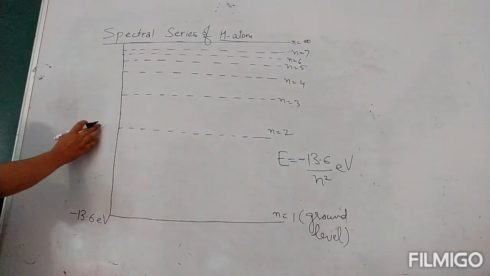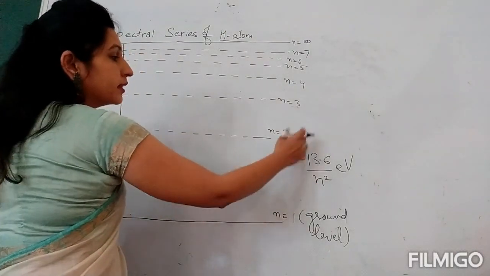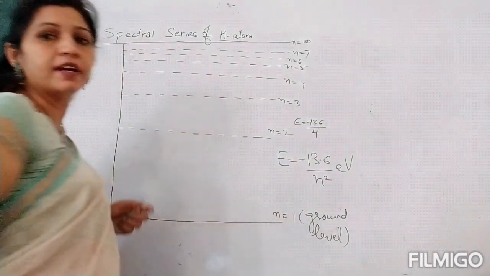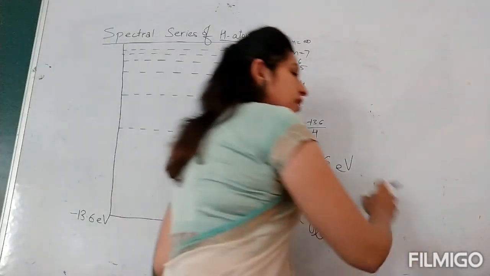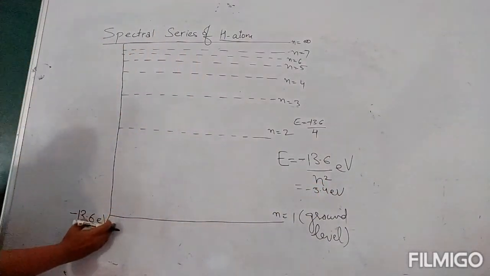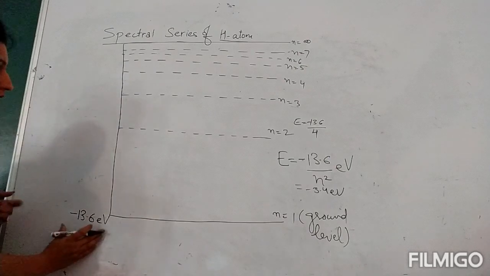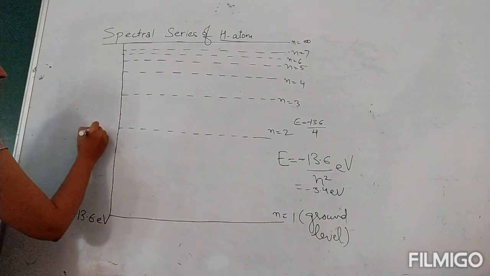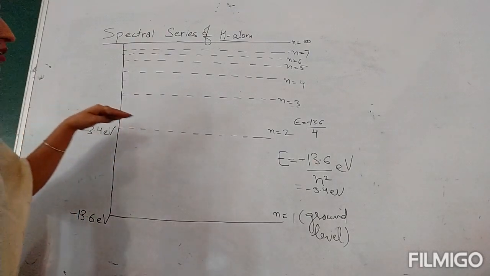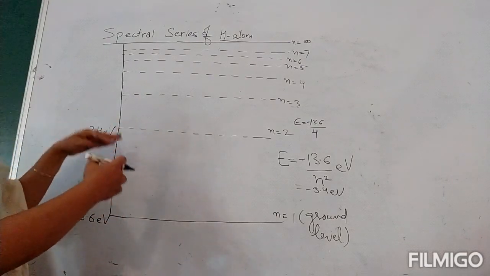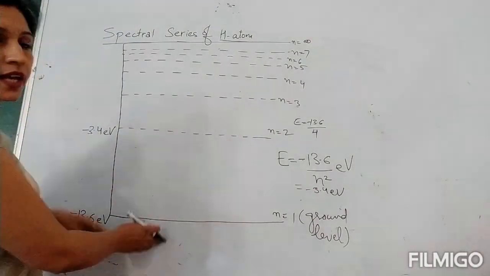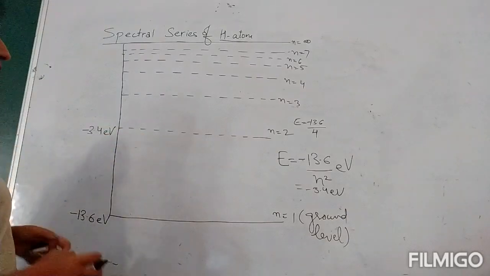After that, for the second level, when you put n equals to 2, then energy is given by minus 13.6 divided by 2 square, that is divided by 4. When you divide it, your answer comes out to be minus 3.4 electron volt. See the gap between them. If it is minus 13.6 electron volt, then it is minus 3.4 electron volt. So this is the energy for the second energy level or for the second orbit, and this is called first excited state of hydrogen atom. This is the ground state, this is the first excited state of hydrogen atom.